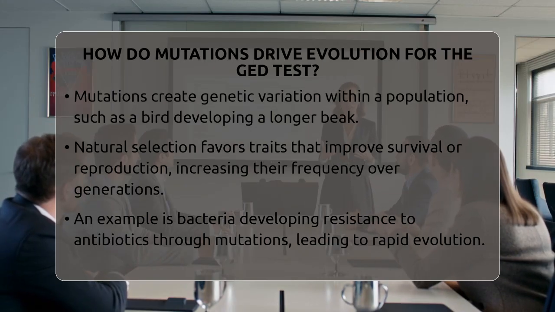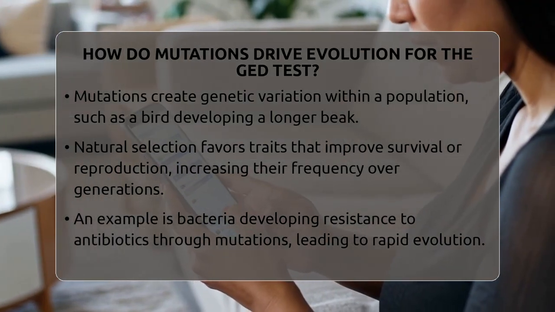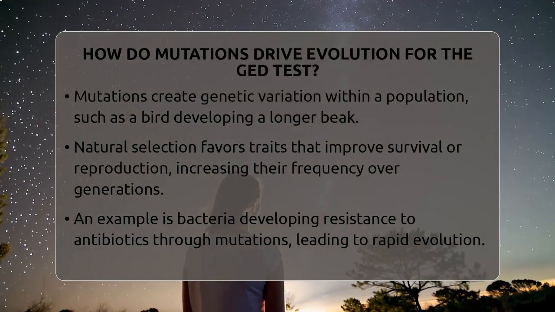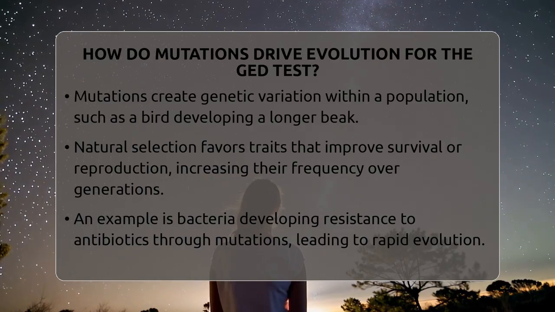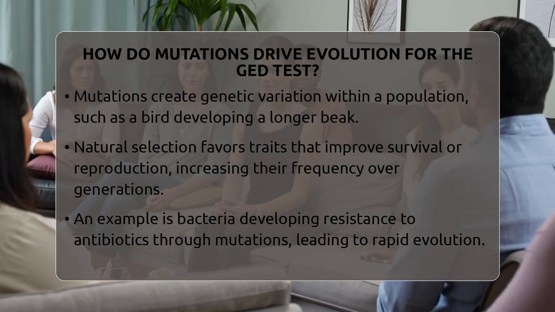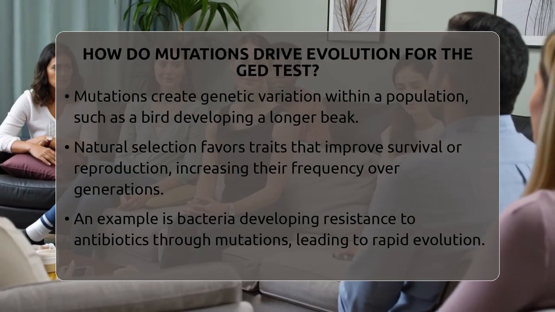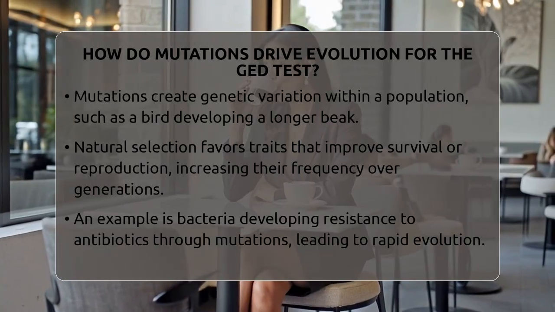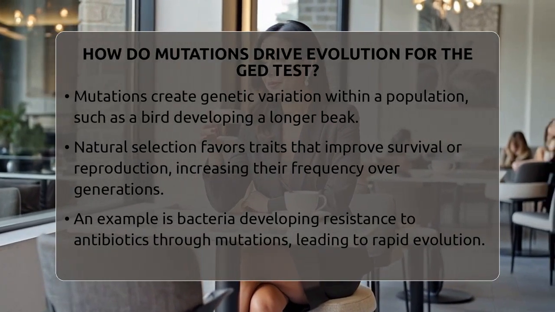When a mutation happens, it creates new genetic variation in a population. For example, in a group of birds, a mutation might give some a slightly longer beak. This variation means some birds are different from others. Now, natural selection comes into play. It is the process where certain traits are more likely to help an organism survive and reproduce.